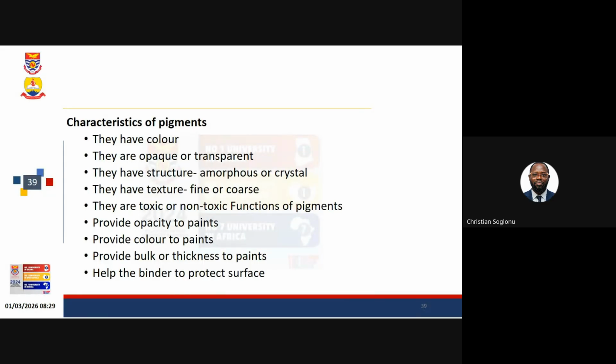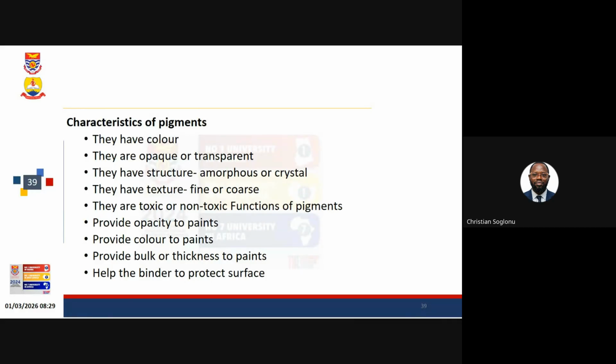You don't easily put pigment in your mouth. You should read the instruction on the paint before you put your paint on the mouth, or probably use the paint on your skin, probably if you are doing body art. Provide opacity to the paint.